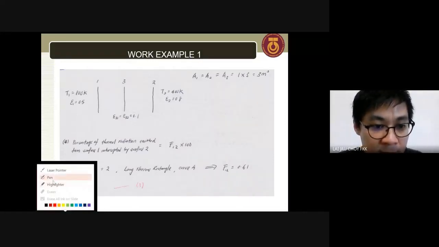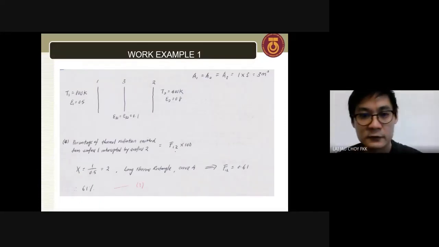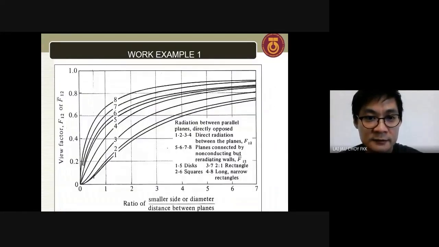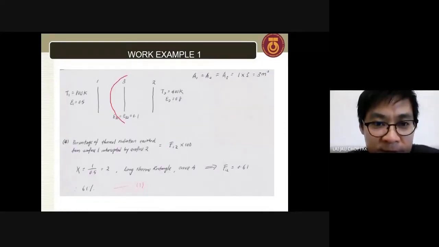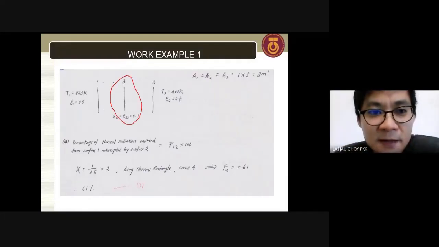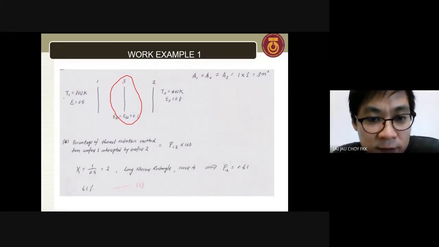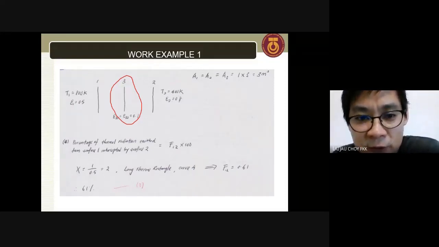Okay, so from here, you see, this is what I draw. Actually it should be like this, right? We ignore this first because this is for another part. So initially we have two plates, plate 1 and plate 2. Plate 1 temperature is 800 Kelvin, emissivity is 0.5. Plate 2 temperature is 400 Kelvin, emissivity is 0.8.